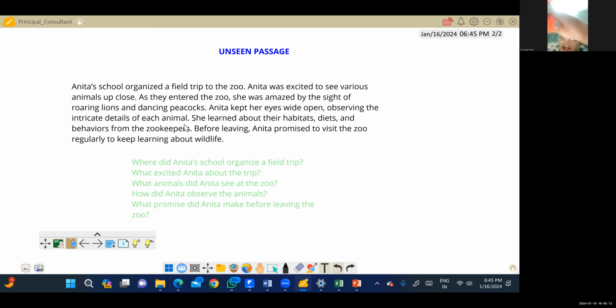Anita was excited to see various animals up close as they entered. No. Jay, what has happened to you today? You're not at all reading properly. As they entered the zoo, she was amazed by the sight of roaring lions and dancing peacocks.